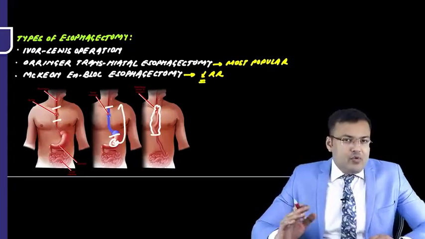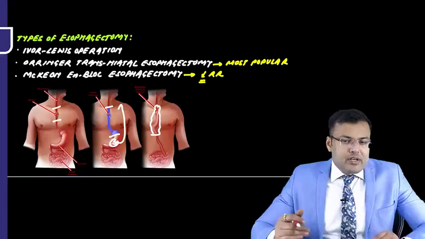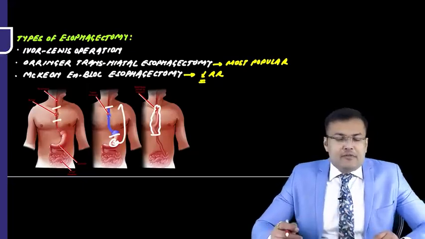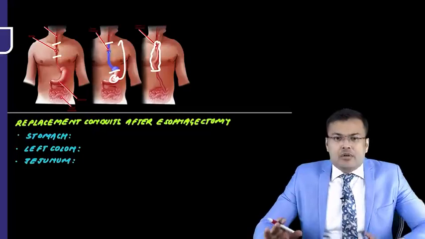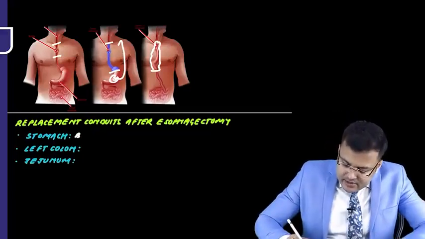Simple question: what is the best conduit after esophagectomy? The best conduit is stomach, followed by left colon, followed by jejunum. So for replacement conduit after esophagectomy, best is stomach, followed by left colon, followed by jejunum.